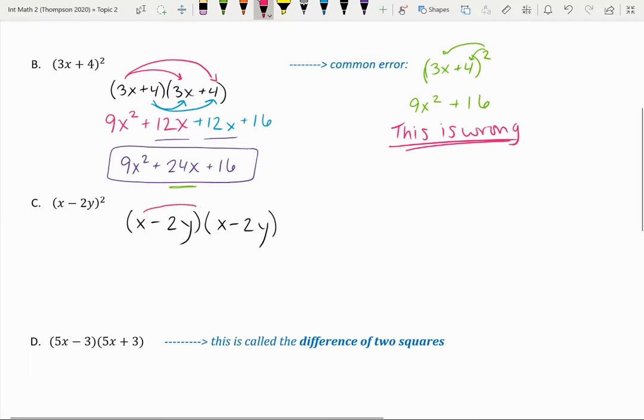So I'm going to distribute the x. X times x is x squared. X times minus 2y is minus 2, so x times minus 2y. So I have minus 2 and then x times y. I always write them in alphabetical order. Okay.